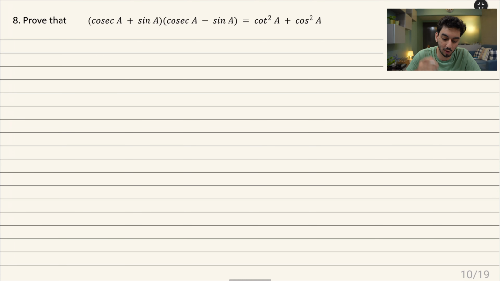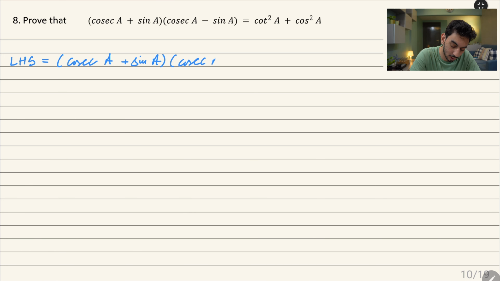This one says prove that cosec A plus sine A times cosec A minus sine A is equal to cot square A plus cos square A. We'll obviously start with the left hand side because that looks bigger. So this one is cosec A plus sine A times cosec A minus sine A. Now we all can see it is a difference of squares. A plus B into A minus B is A square minus B square. So this can be written as cosec square A minus sine square A.